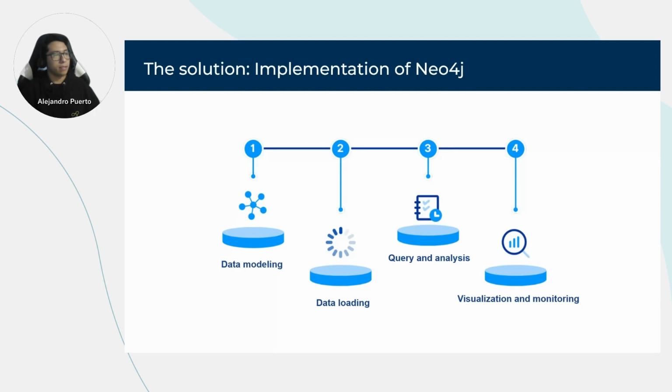Then when the data is living in Neo4j as a graph, query and analysis is the next step. We use Cypher to query the data. And also visualizing and monitoring tasks are very important for planning and detecting sales strategies in this case.